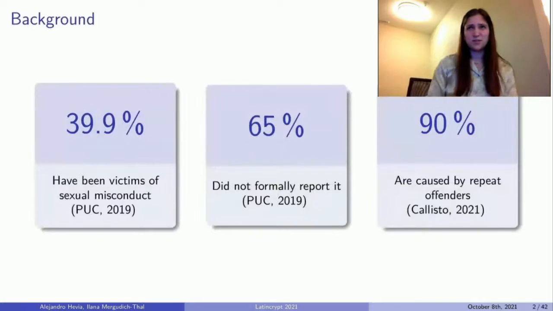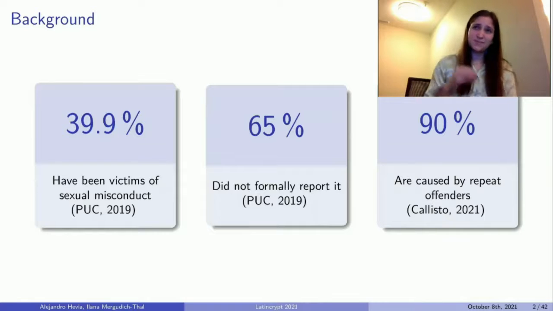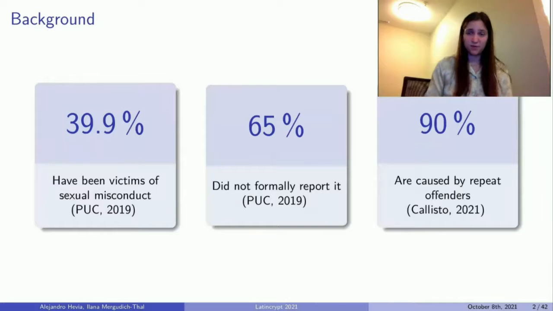So we start with a very concerning context in which almost 40% of students of one of Chile's biggest universities say that they have been victims of sexual misconduct, and 65% of them did not report it. Similar statistics can be found for universities all over the world. On the other hand, Project Callisto showed that 90% of sexual assault episodes occur by repeat offenders, and that people are more willing to report sexual assault if they know that other victims of the same perpetrator exist.